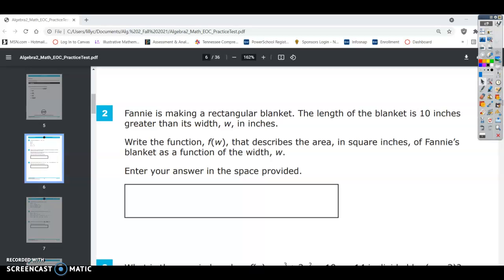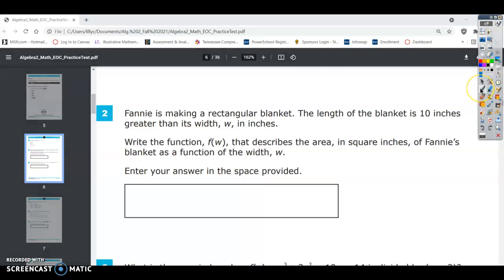This is the Algebra 2 EOC practice test number 2. It says Fanny is making a rectangular blanket. The length of the blanket is 10 inches greater than the width, W, in inches. Write the function f of x that describes the area in square inches of Fanny's blanket as a function of the width, W. Enter your answer in the space provided.